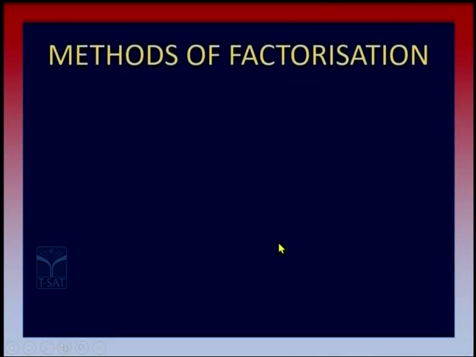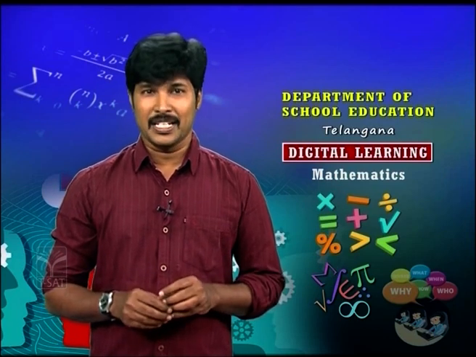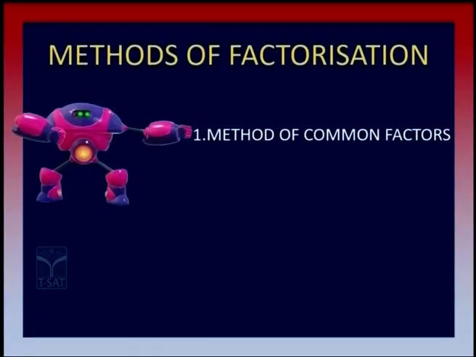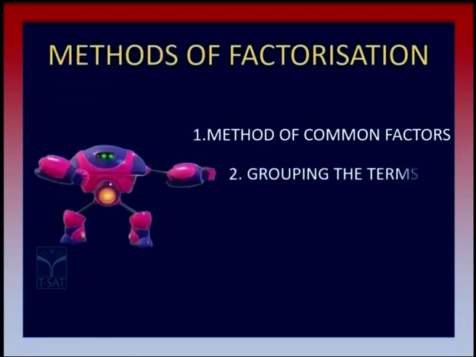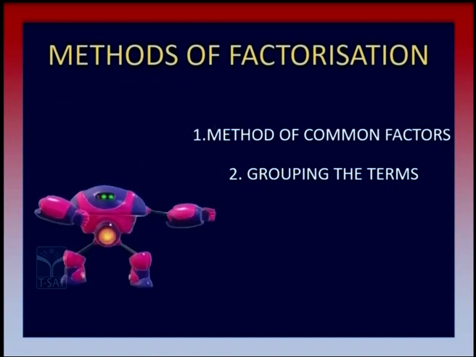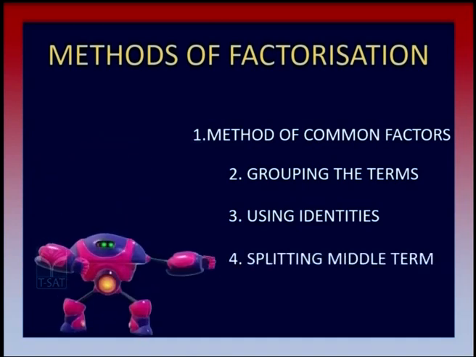Now, let us see what are the different methods we have for factorizing a given expression. The first method is the method of common factors. Next, we have another method, grouping the terms, and the next method is factorization using identities. The last method we have in our class is splitting the middle term, that means using a different format. Let us see all these 4 methods now.